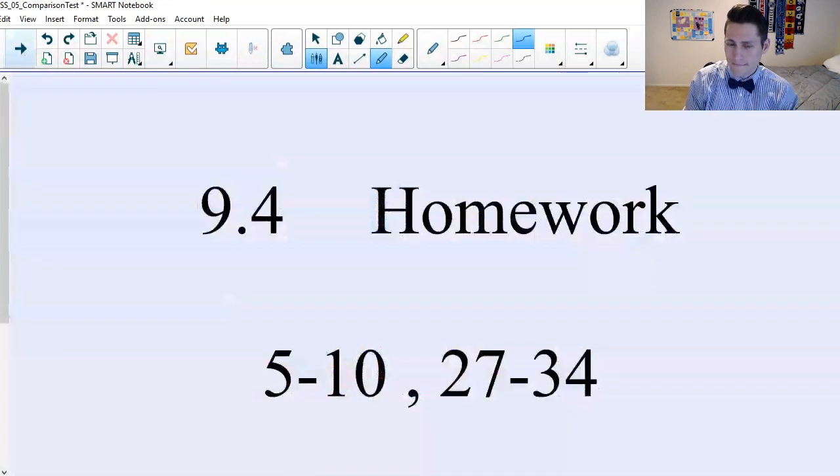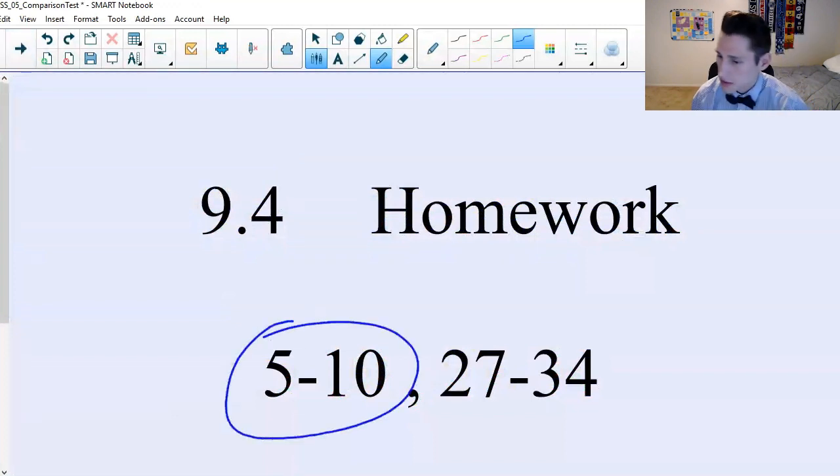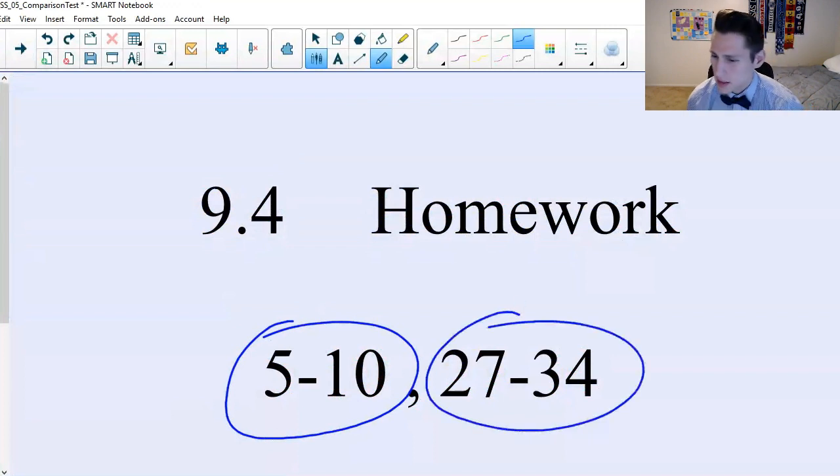Okay. Here's some practice. Problems 5 through 10 use the comparison test, and 27 through 34 is, I'm pretty sure, if I remember correctly, because this was from yesterday, just kind of a summary where it says determine if it converges or diverges by any test, so out of any of the tests we've talked about.